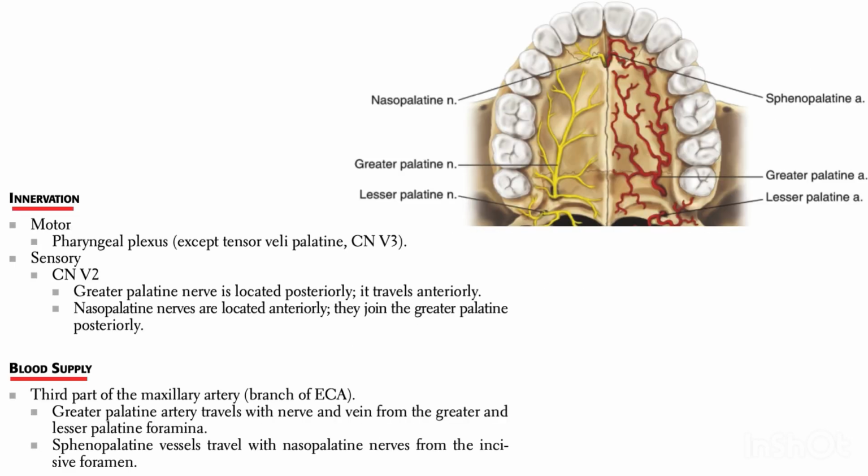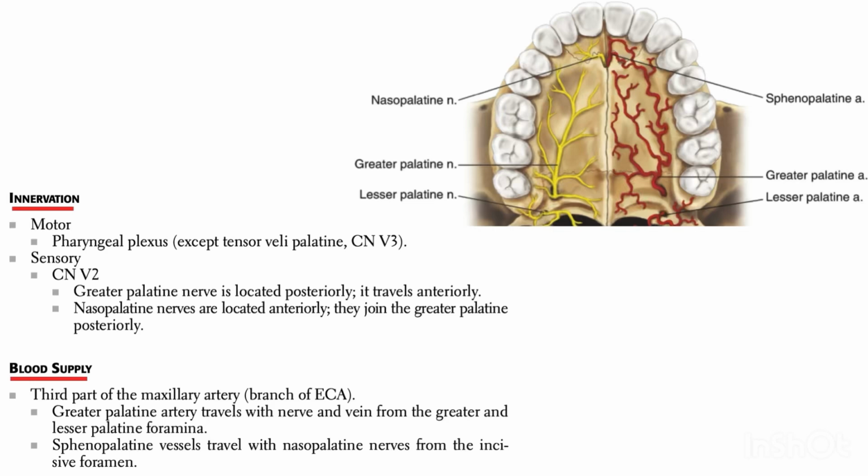Let's talk about the nerve supply of the palate. So the motor innervation is through the pharyngeal plexus except the tensor veli palatini which is supplied by the mandibular nerve. Now what is pharyngeal plexus? Pharyngeal plexus is formed by the branches of glossopharyngeal nerve and the vagus nerve. Sensory innervation is through the maxillary nerve. Now which branches of maxillary? Greater palatine nerve. It is located posteriorly. It will travel anteriorly. And nasopalatine nerve which is located anteriorly and they will join the greater palatine posteriorly.